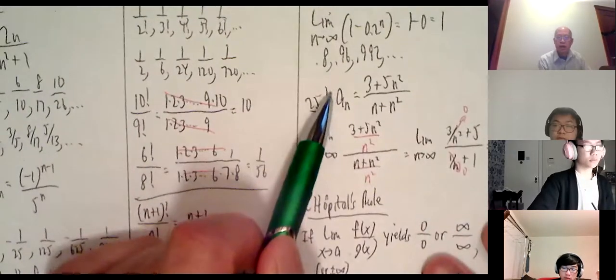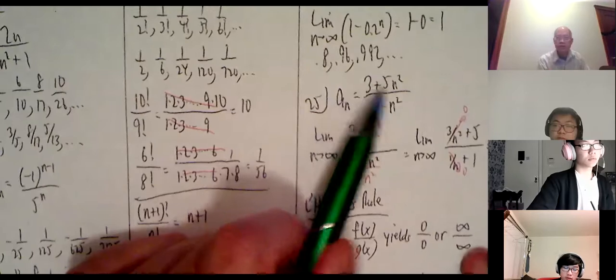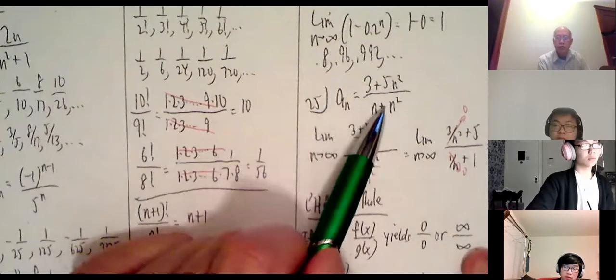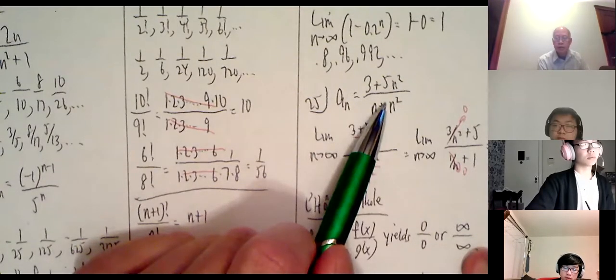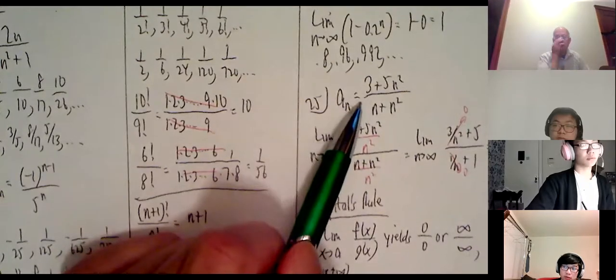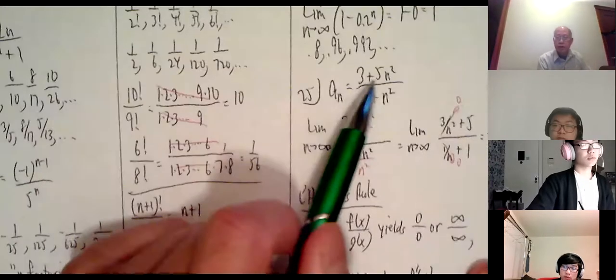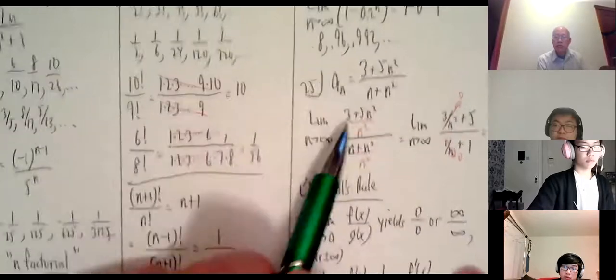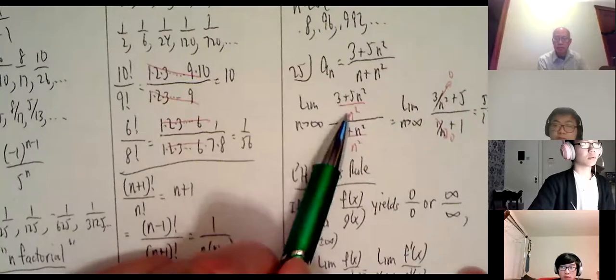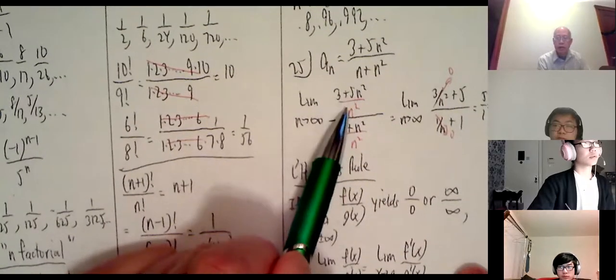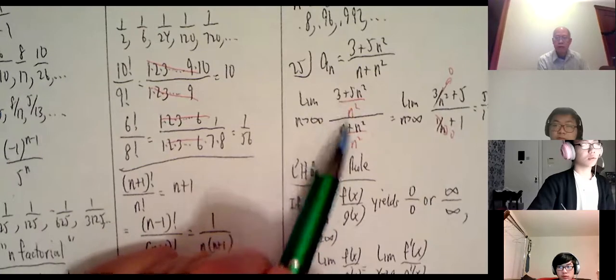Okay, number 25, a sub n equals 3 plus 5n squared over n plus n squared. So there's a trick you can do in Calc 1, I think. This is n squared, this is n squared. You divide top and bottom by n squared. See how I go 3 plus 5n squared over n plus n squared, divide top and bottom by n squared.